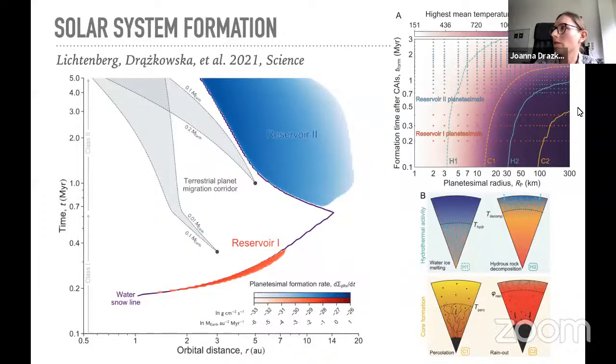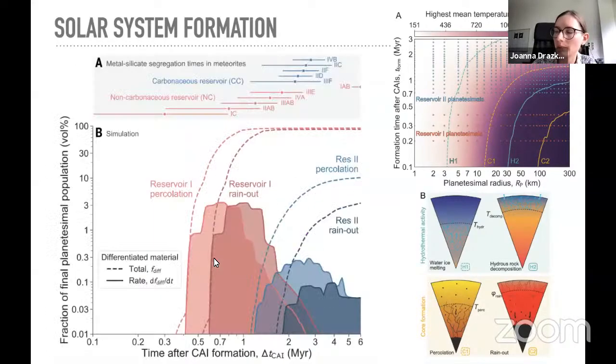And planetesimals that form later, so in this reservoir 2, won't really go through all this at such a high rate. So now if we compare the results in terms of when our planetesimals formed the iron cores, which is something that we can measure from the meteorites, we see that our planetesimals in reservoir 1 correspond very well to meteorites that are from the so-called non-carbonaceous reservoir. And then our reservoir 2 corresponds with the carbonaceous reservoir.